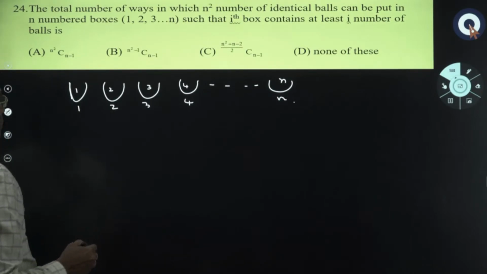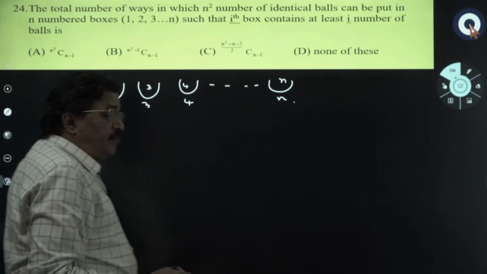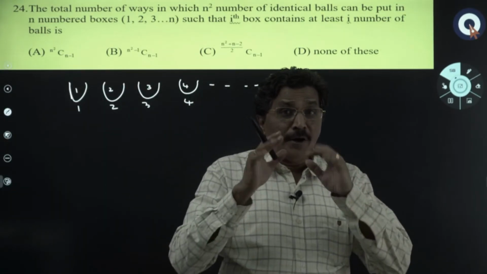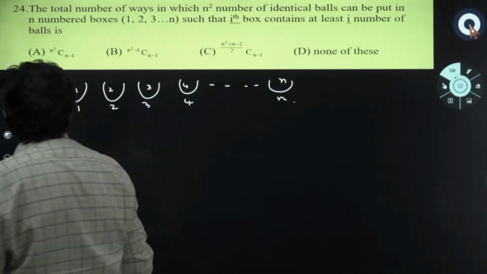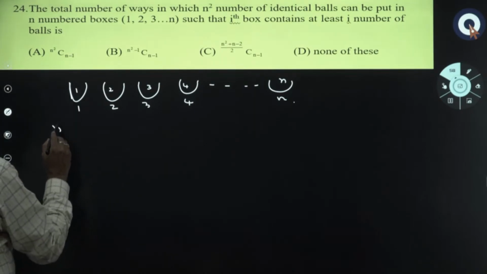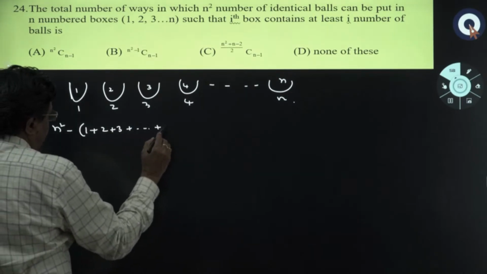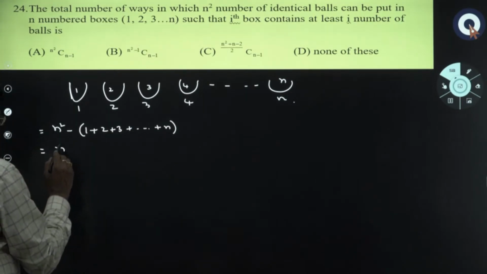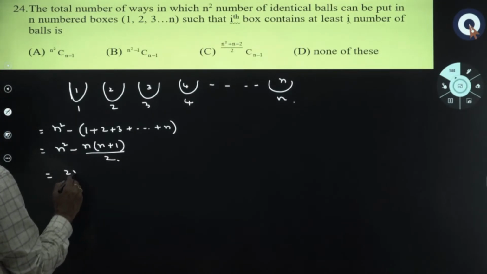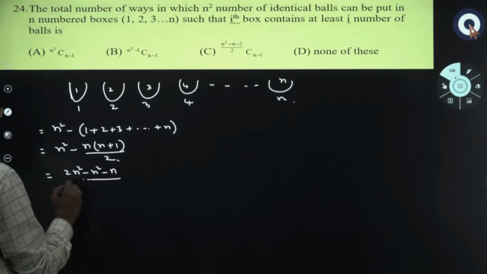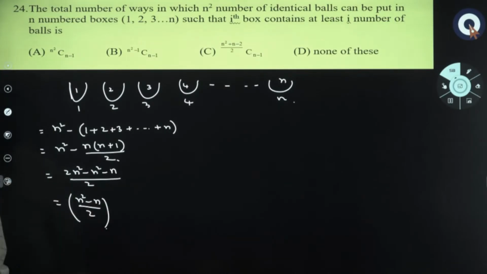n balls. Because they are identical objects, this distribution is no problem. But if the objects are distinct, then you can't do this. Think of why you should not do it. Out of n square objects, 1 plus 2 plus so on plus n are already distributed. So n square minus n(n+1)/2 has already been distributed, which becomes (2n square minus n square minus n)/2, which happens to be (n square minus n)/2. So these are remaining.